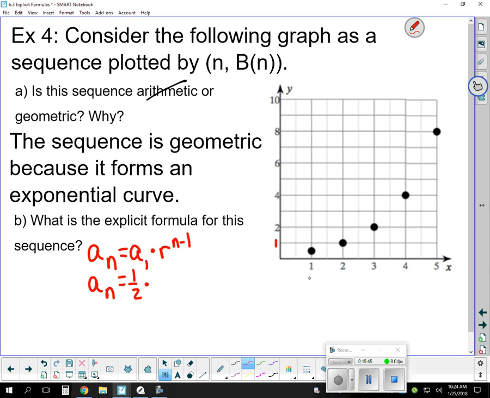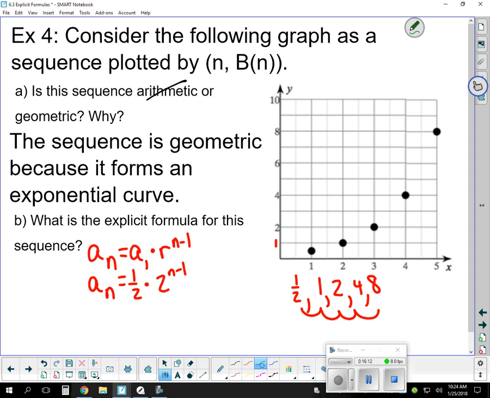Times, okay, well now we have to find our r. So if we started with 1/2, then our next term was 1, and then our next term was 2, and then our next term was 4, and then 8. So what are you doing each time? What are you multiplying by to get the next term? You're multiplying by 2. So 2 to the n minus 1. That is your explicit formula for this particular sequence.